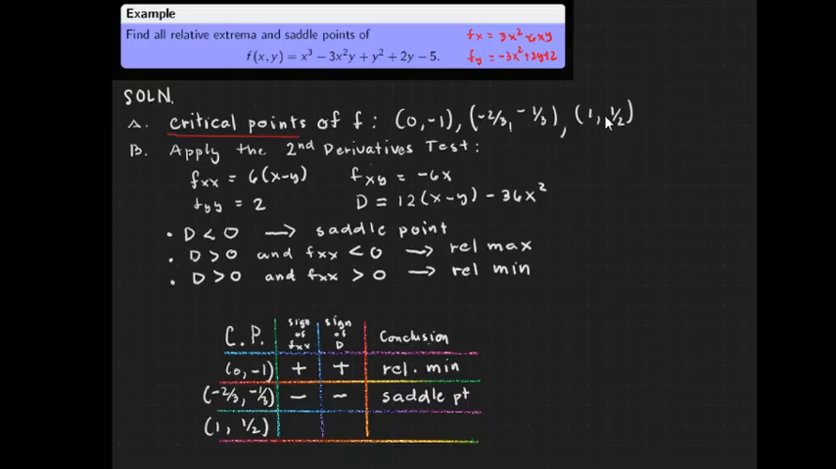And finally, at (1, 1/2), fxx is 6 times 1/2, so 3. We have a positive fxx at (1, 1/2), while the discriminant D is 12 times 1/2, which is 6, minus 36, negative 30, so negative. And at the critical point (1, 1/2), we say f has a saddle point. And that's it.